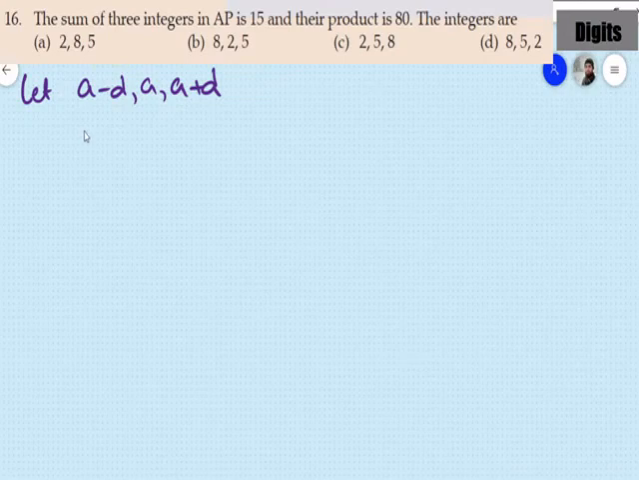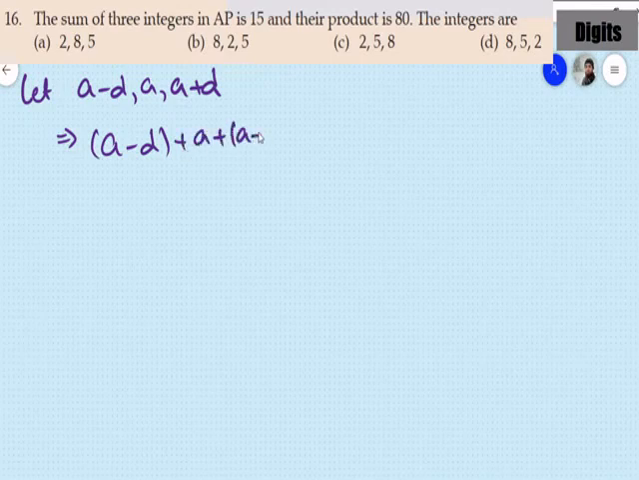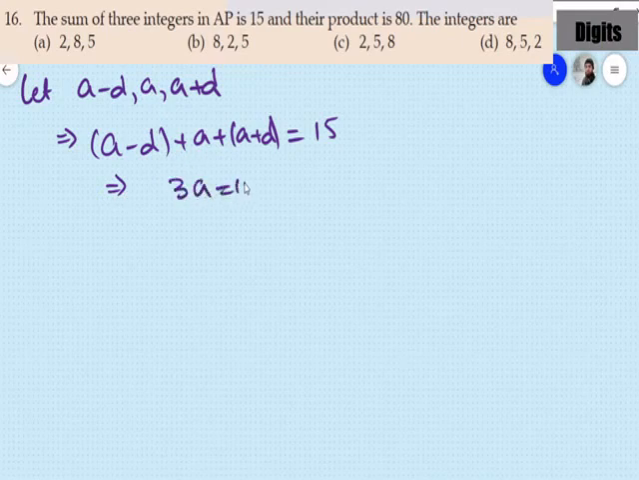It implies, since the sum is 15, therefore A minus D plus A plus A plus D is equal to 15. Now when we add the sum of these, it will be 3A equal to 15, which further gives us A equal to 15 by 3.